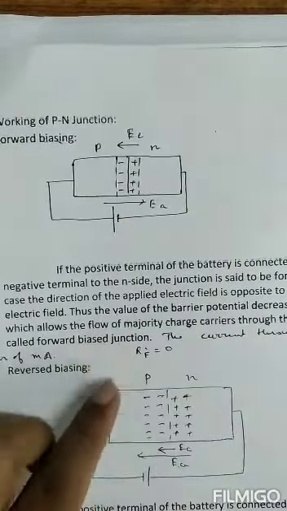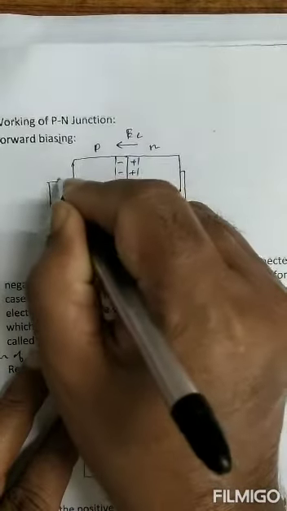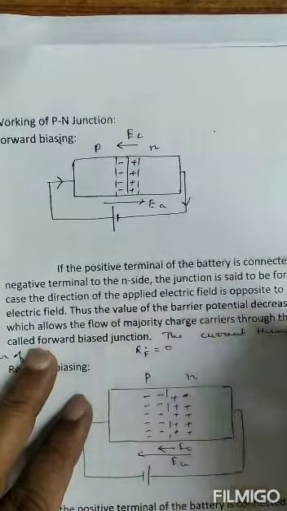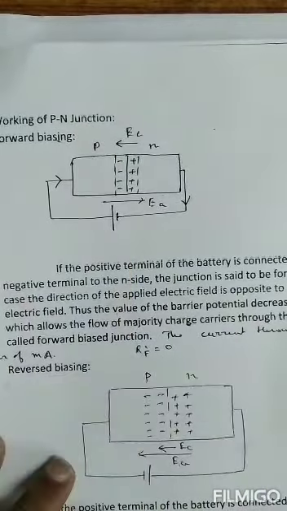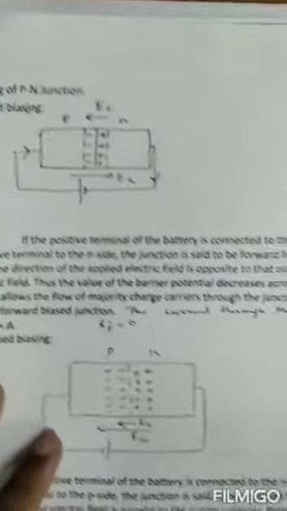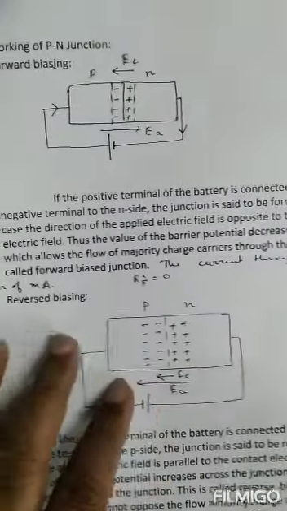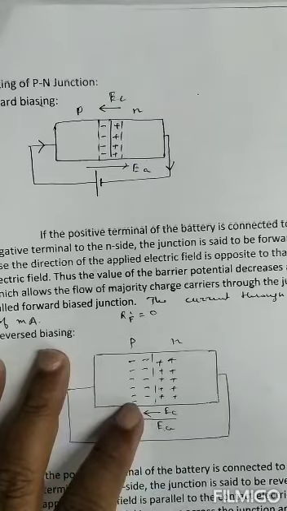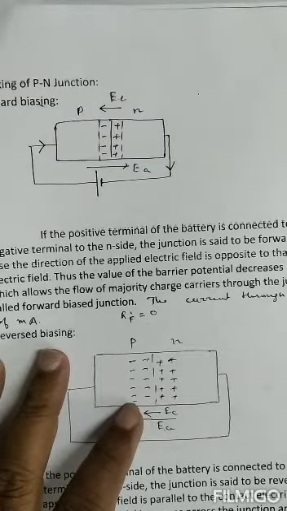And we get a current in the direction from P to N through the junction. The magnitude of this current is of the order of milliampere.